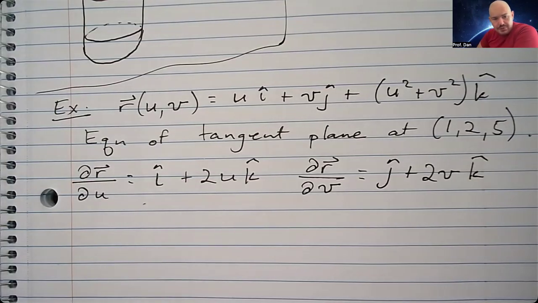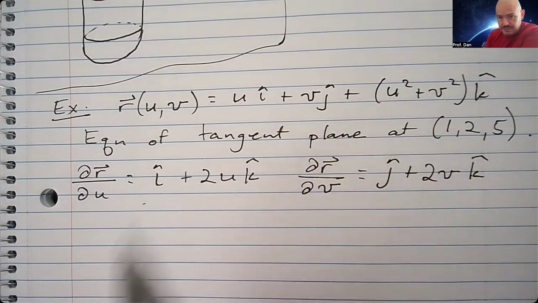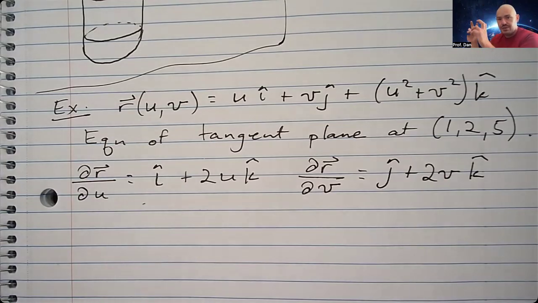So now that we have our partial derivatives, we can actually set up the equation or the determinant that we would need to find our normal vector. And remember, y'all, the components for the normal vector are what gives us the slopes for the different parts or the different terms in the equation of the tangent plane.